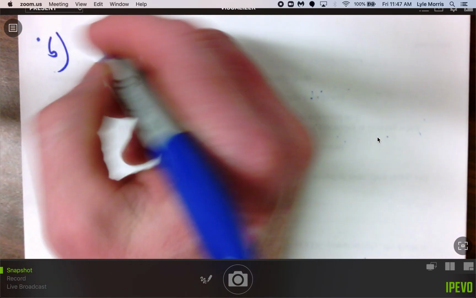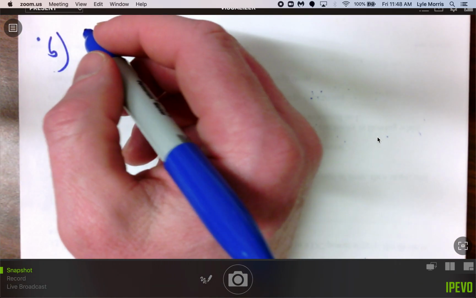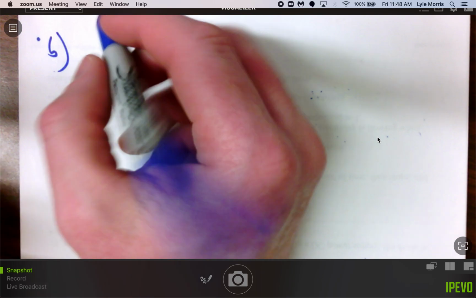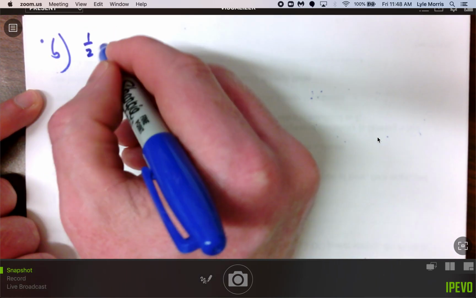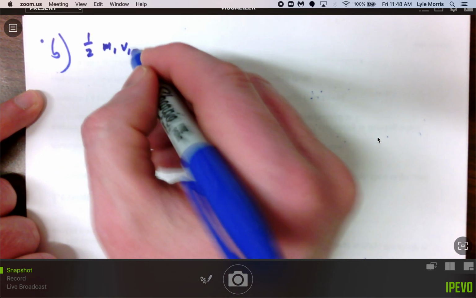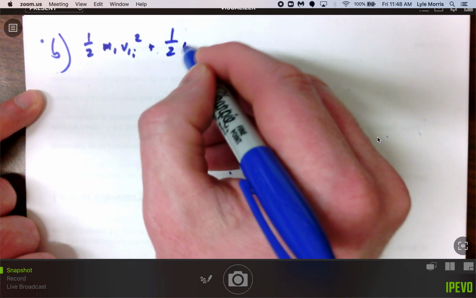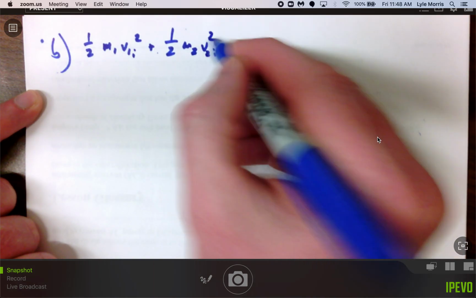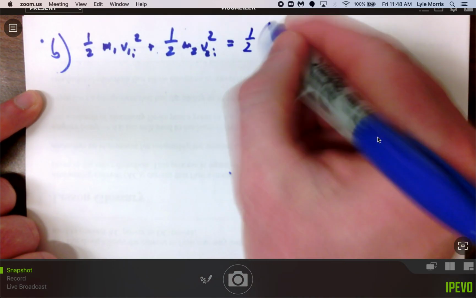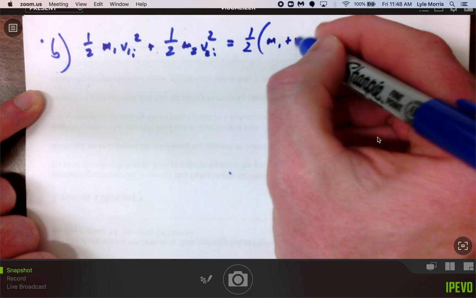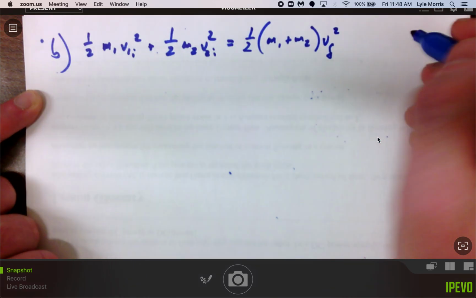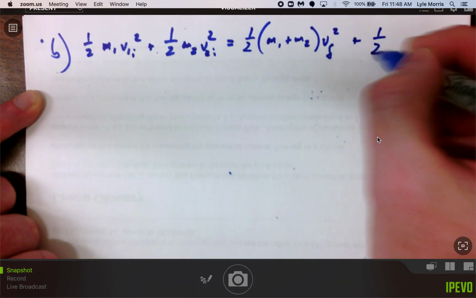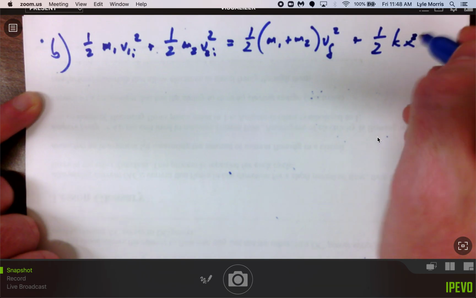Now remember, we got a different formula for maximum compression, which was, I'll still write the halves and then take them out. 1/2 m1 v1 squared plus 1/2 m2 v2 squared equals 1/2 (m1 plus m2) vf squared plus 1/2 k x squared.